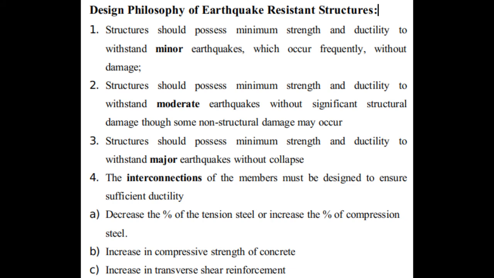Point number 4, the interconnections of the members must be designed to ensure sufficient ductility. How can you do it? Number 1, by decreasing the percentage of the tension steel or by increasing the percentage of the compression steel. Number 2, by increasing the compressive strength of concrete. Number 3, by increasing the transverse shear reinforcement.